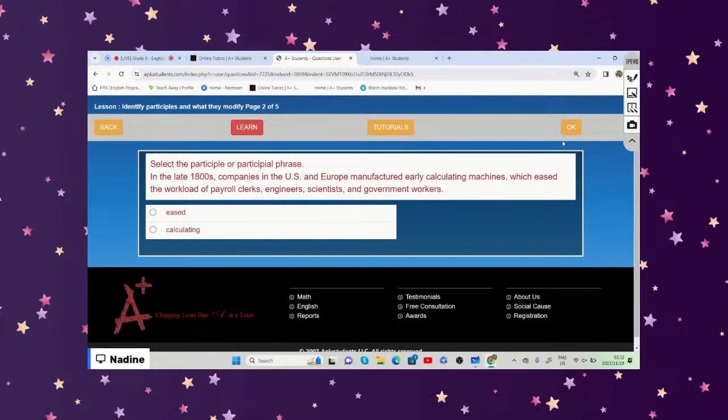All right. In the late 1800s, companies in the US and Europe manufactured early calculating machines which eased the workload of payroll clerks, engineers, scientists, and government workers. What do you think is the participle within this sentence? Is it eased or calculating? Eased or calculating, that modifies the noun?